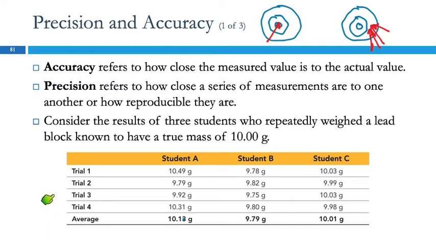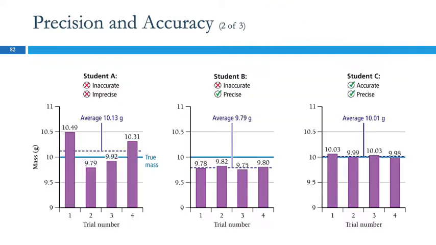Here's a little example. Three students taking a lead block that weighs 10 grams, and they're each weighing it 4 times and seeing what they come up with. The table, hard to look at, doesn't really tell us very much. This is why scientists use graphs. And so sometimes it takes a little bit to understand what the graphs are doing, but once you do, then you can just get a lot more information out of it quickly.